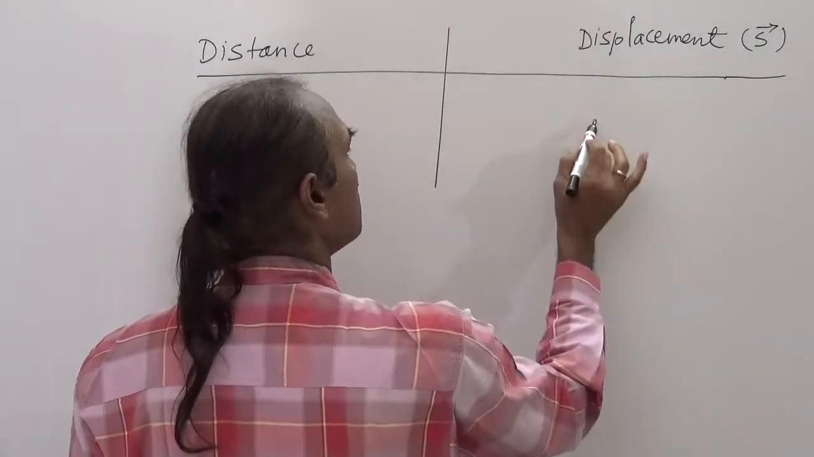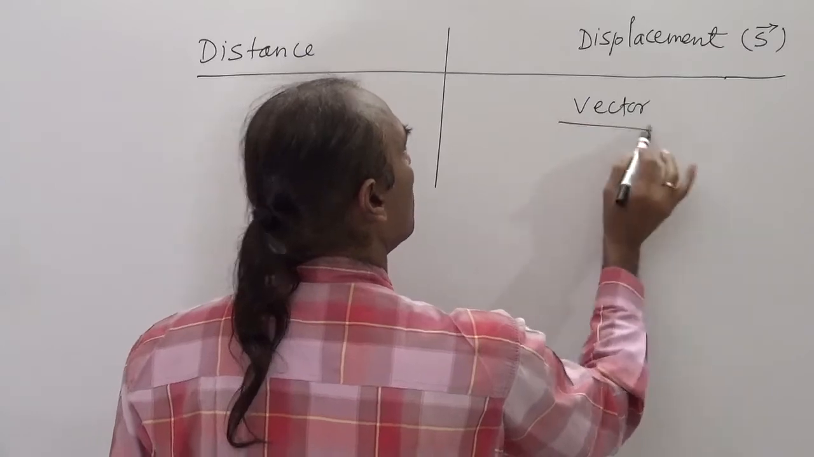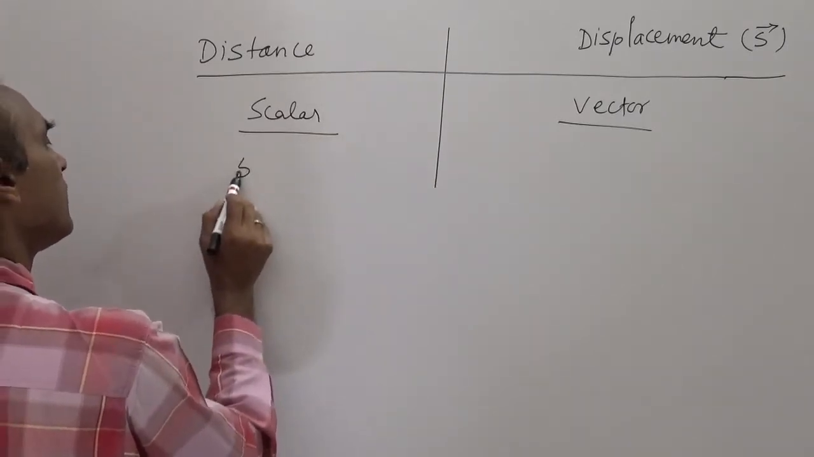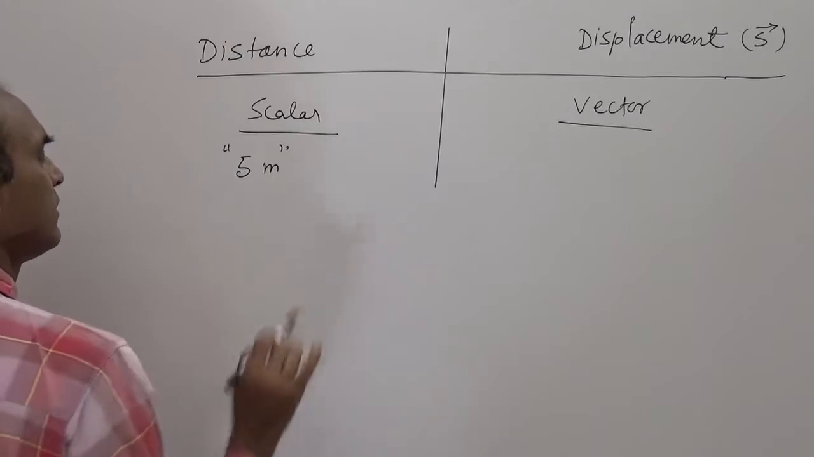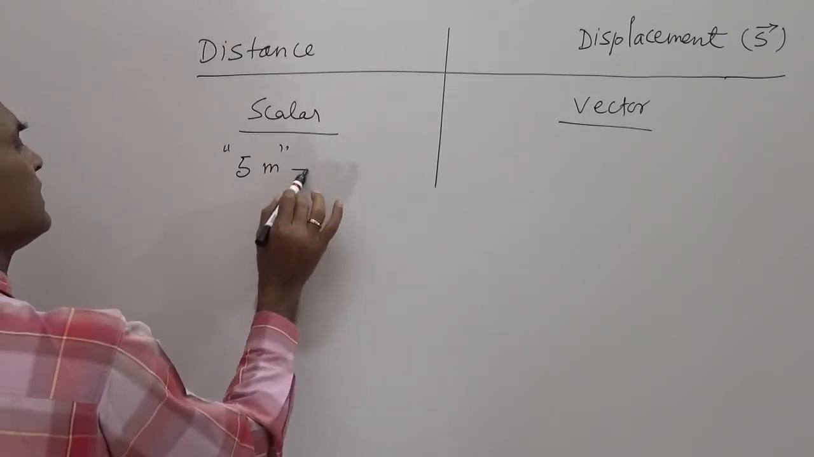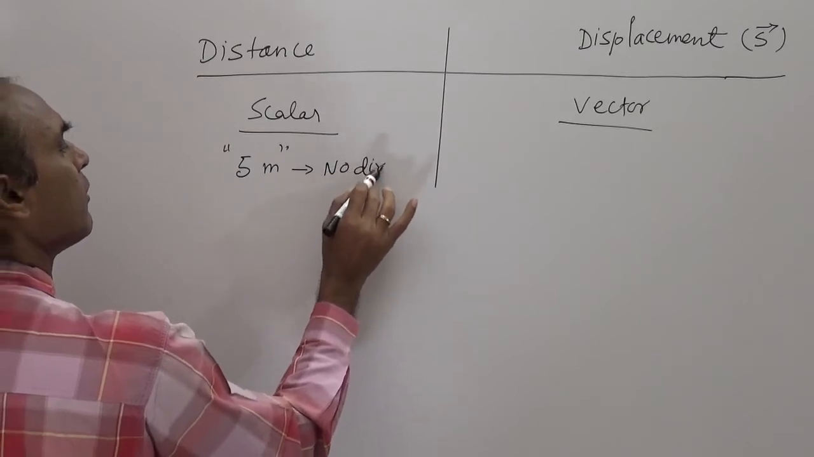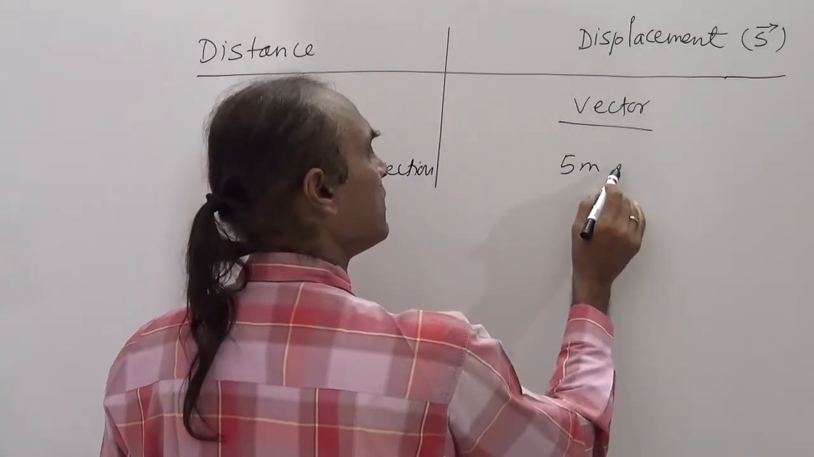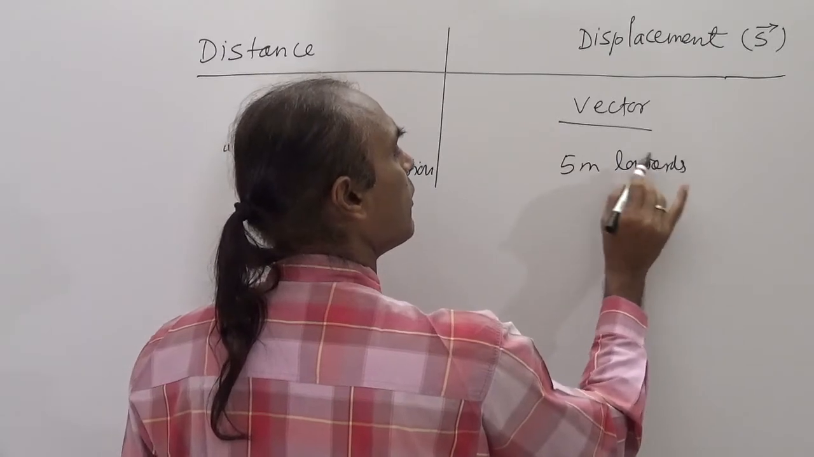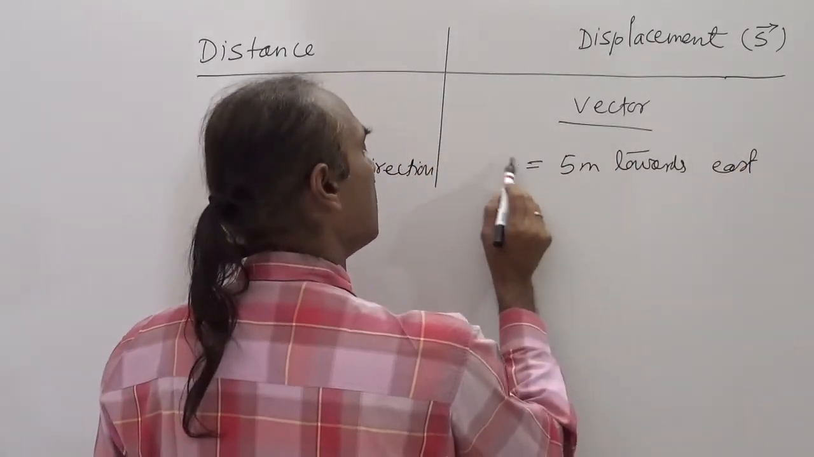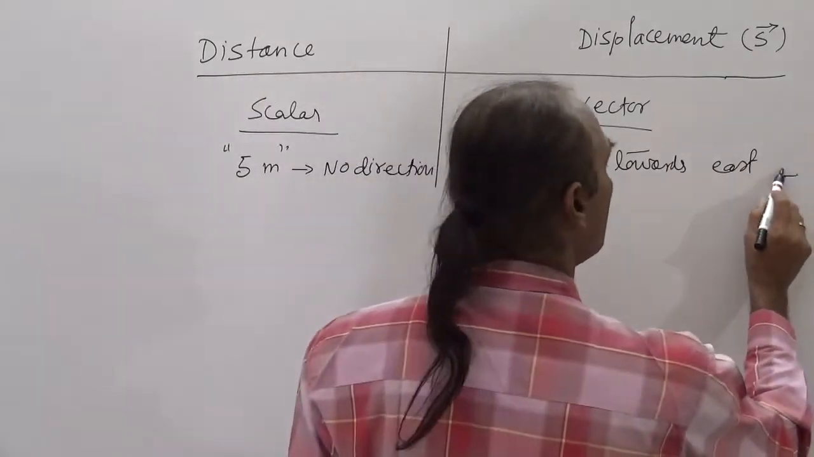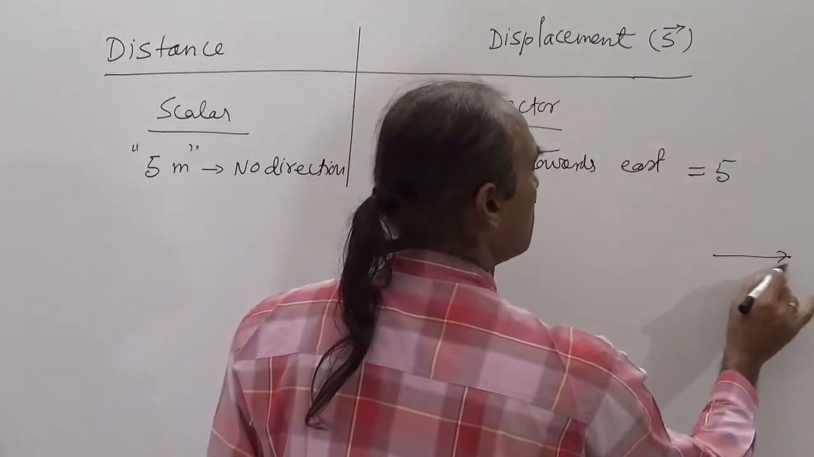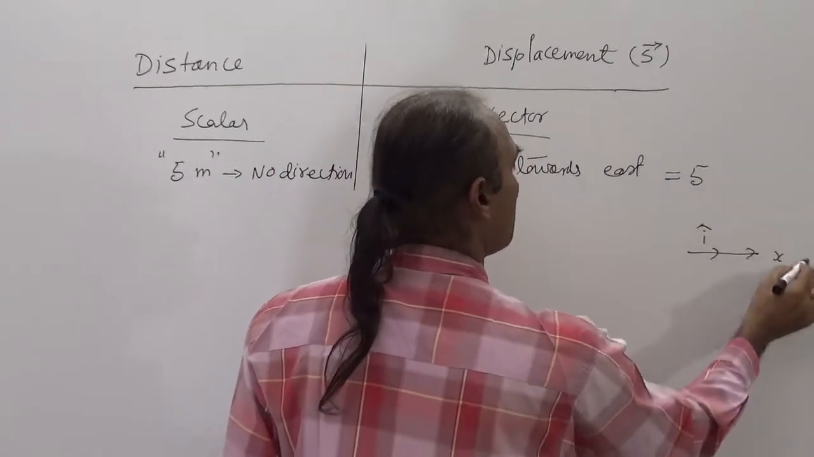Displacement is a vector quantity, but distance is a scalar quantity. A distance of 5 meter means there is no direction. By a displacement of 5 meter towards east, this is the displacement. We can write 5 is the magnitude and towards east is the i cap direction.